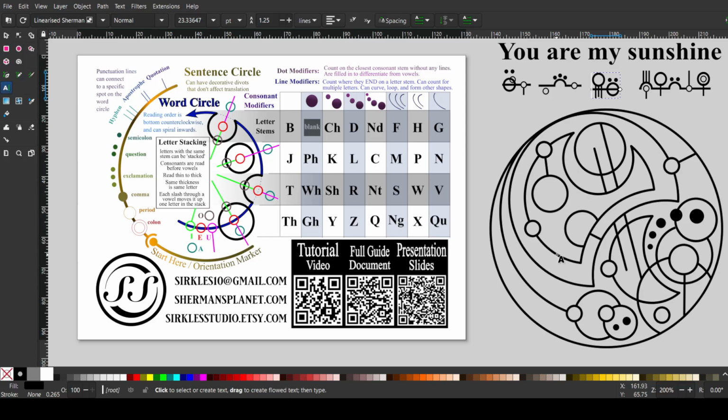And I like to do this trick with compound words. So reading order is bottom counterclockwise and can spiral inwards. So we have S-U-N, and then we continue around S-H-I-N-E. So S has 1, 2, 3 lines. That guy's pretty sneaky there. And then the U, again, line going outwards, and the N has this 1 line ending on it.